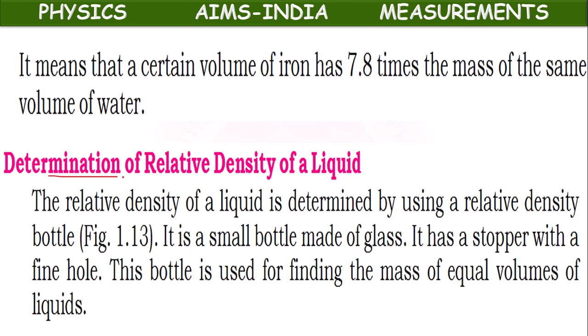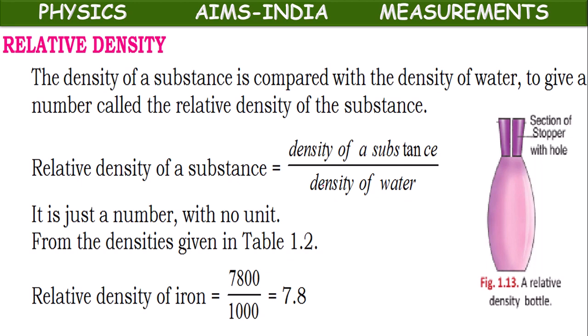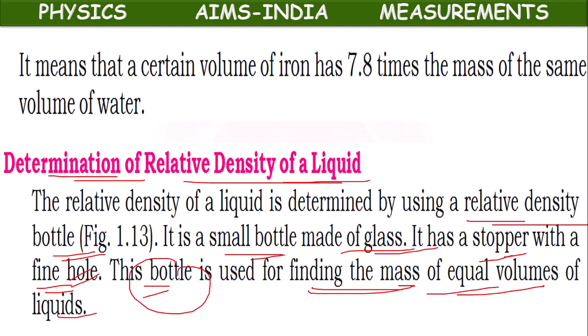Next. So determination of relative density of a liquid. It can be determined by relative density bottle. It's a small bottle made up of glass. It has a stopper with a fine hole through which a capillary tube we can send inside. This relative density bottle is used for finding mass of equal volumes of liquids, because this bottle is first filled with water completely, second time filled with liquid, means both of them have the same volume.